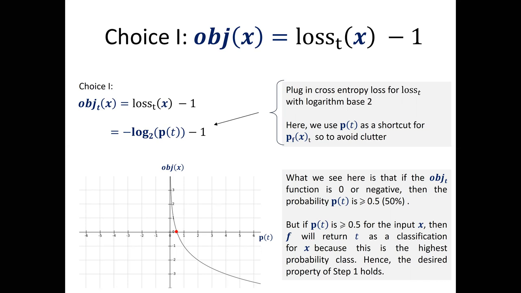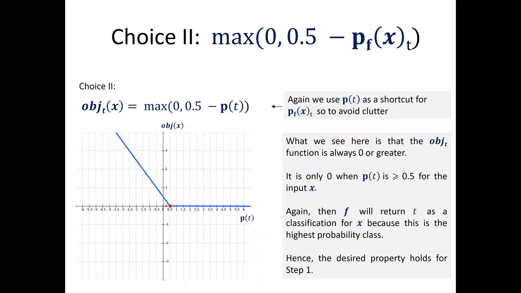That's just the way that the function is designed. So this is one function. That's certainly a lot easier to optimize than this hard constraint that we had before. And here is another function. So Carlini and Wagner play with a bunch of functions. These are just two of these functions. And again, we use the shortcut here. Instead of writing p of x t, we just write p of t, just to not pollute the notation here.